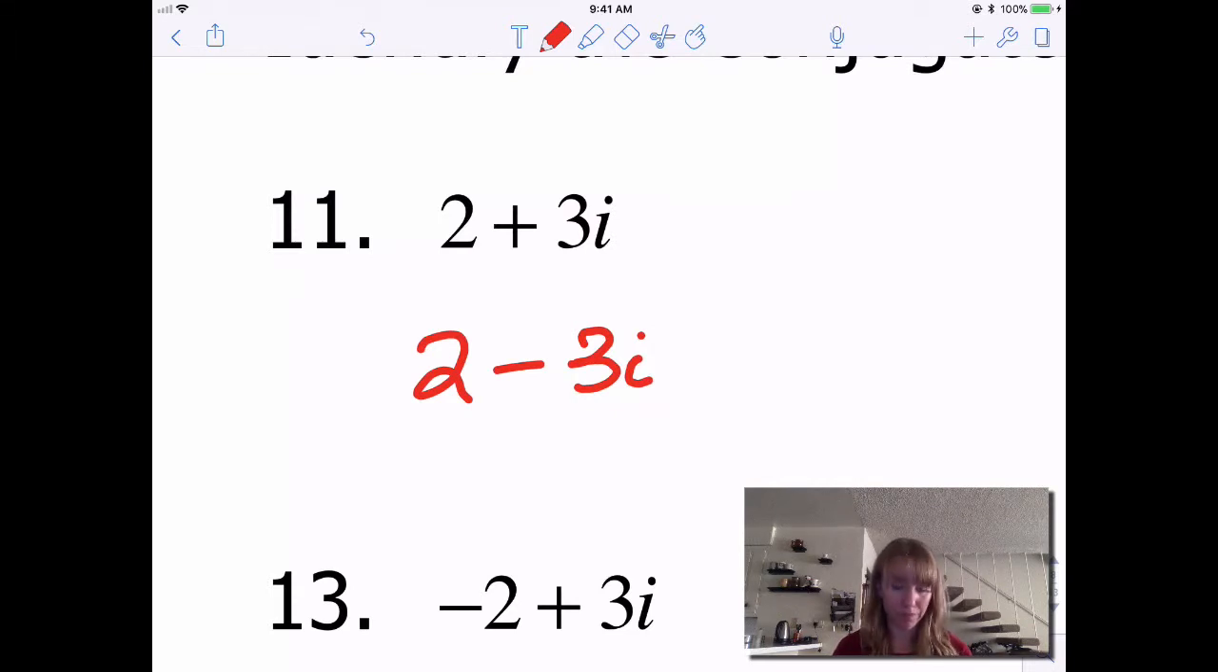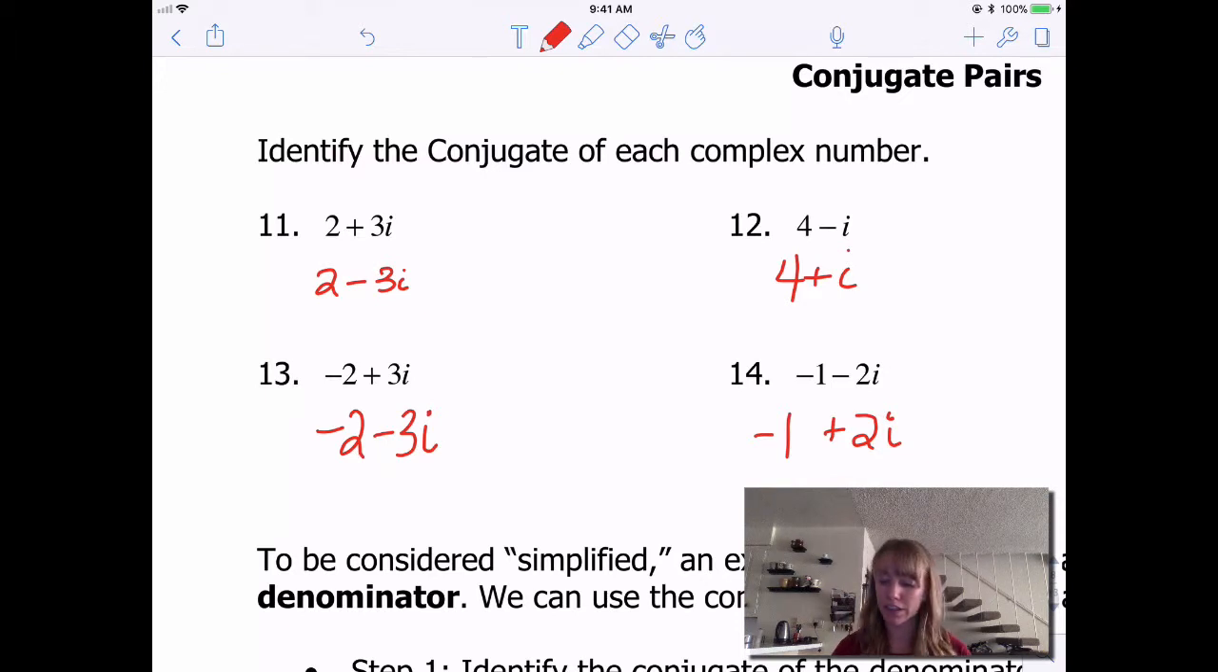See if you can do the next three. Double check your answers here. Notice that your numbers and your real part and your imaginary part are all the same on all of them. The only thing that's different is in the middle. So even on this one, I don't flip the original sign. I only flip positive to be a negative. If it's a negative in the original, the complex conjugate is the opposite, so it's positive. Negative becomes a positive.